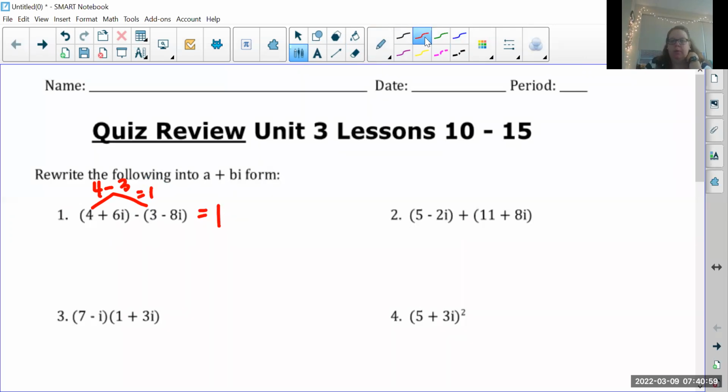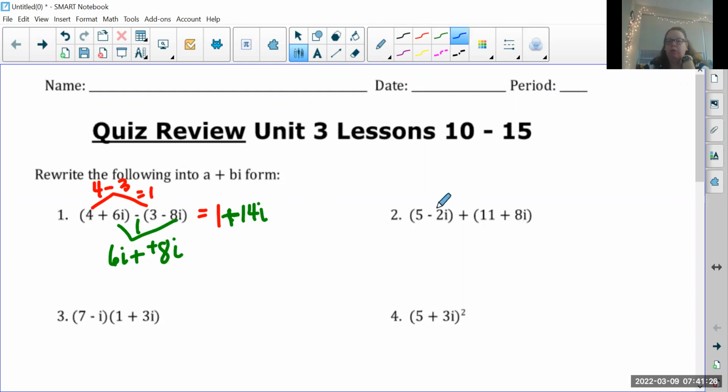And we always write the real number first, and then you're going to do the imaginary. So you're going to do 6i minus negative 8i. Remember, whenever it's minus a negative, that really means plus a positive, and 6 plus 8 is 14. And we make it 14i. Don't change that to i squared because we're adding and subtracting like terms. So we're not combining like multiplying. And that's the way we leave it, 1 plus 14i.